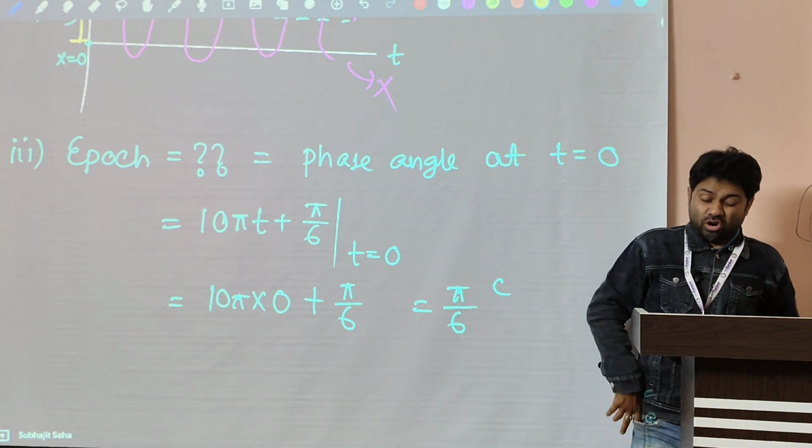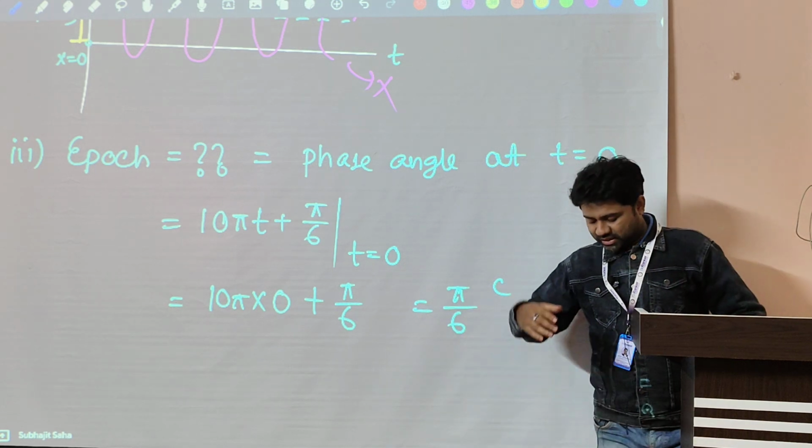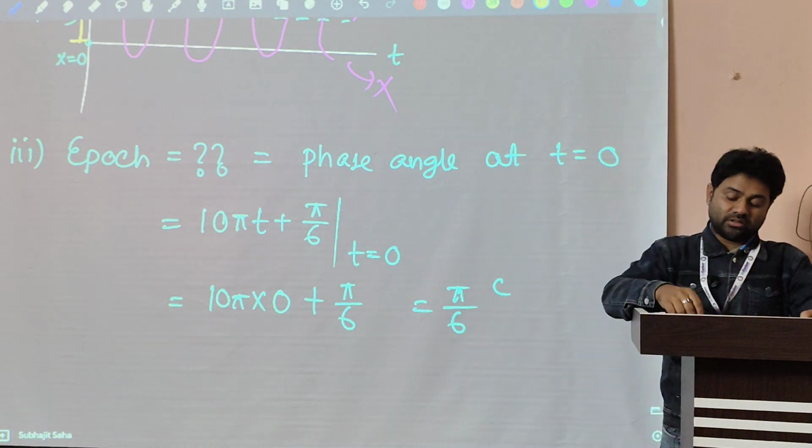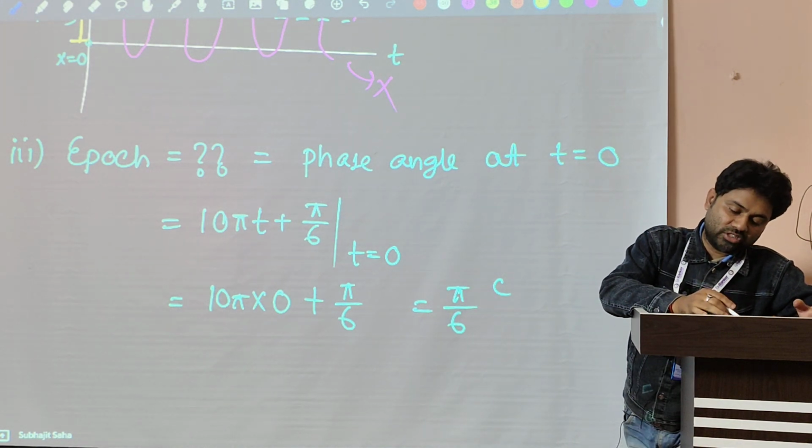This means the particle has not started from x equal to 0 exactly, but it has a little bit advanced position from x equal to 0. We will discuss it the next day. Today we are not going to discuss that.